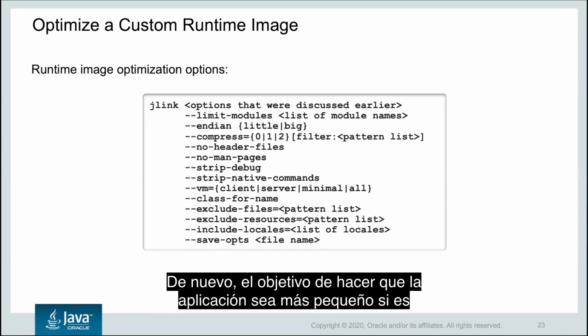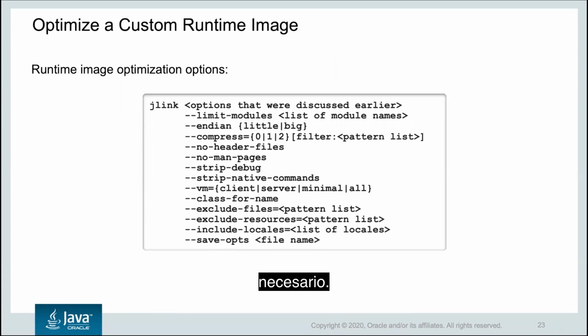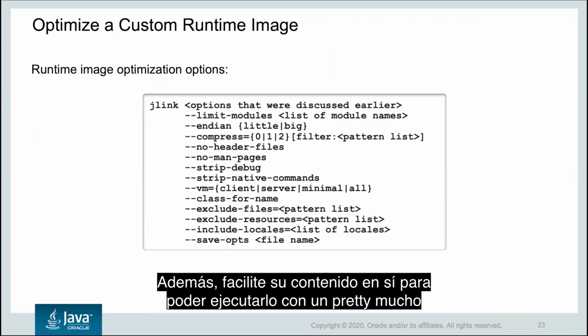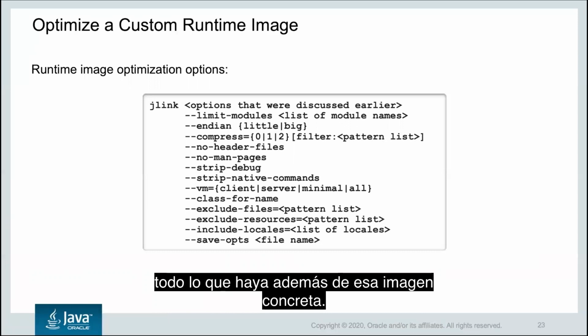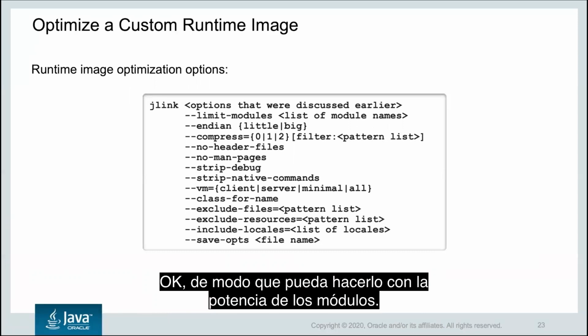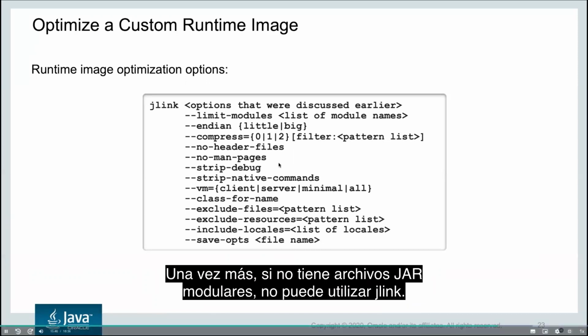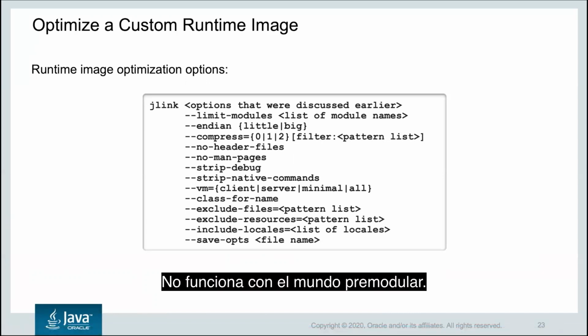Again, the purpose of which is to make the application smaller if necessary, and then make it self-contained so you can actually execute it pretty much anywhere you like without having to ship and supply a Java runtime or install anything in addition to that particular image. Okay, so that's what you can do with the power of modules. Once again, if you don't have modular jars, you can't use JLink. It does not work with the pre-module world. It requires you to actually use modules.